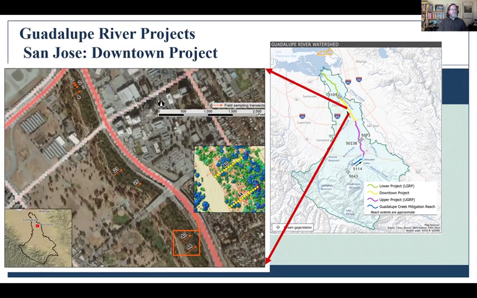Here's a blow up of the pilot study area. It's just a portion of the downtown project reach near downtown San Jose. On the left here is a blow up showing the transects labeled from 1 through 44. These are the transects used in the pilot study. For representative purposes today, I'll be focusing mainly on the lower transect number 44.